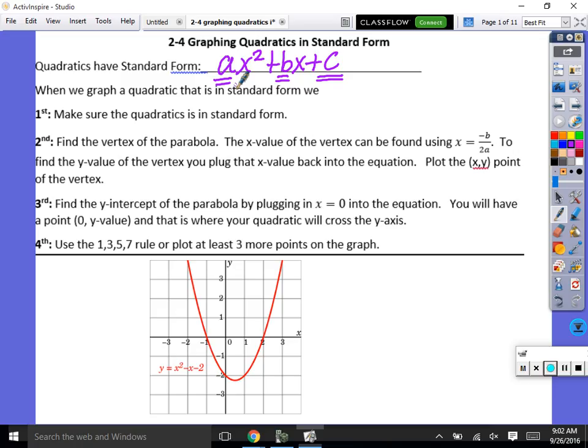Okay, so when we graph a quadratic that's in standard form, we're going to take these steps. So you can always refer back to your notes. First, you have to make sure the quadratic is in standard form. Once we do that, we'll move on to our second step, find the vertex of the parabola.